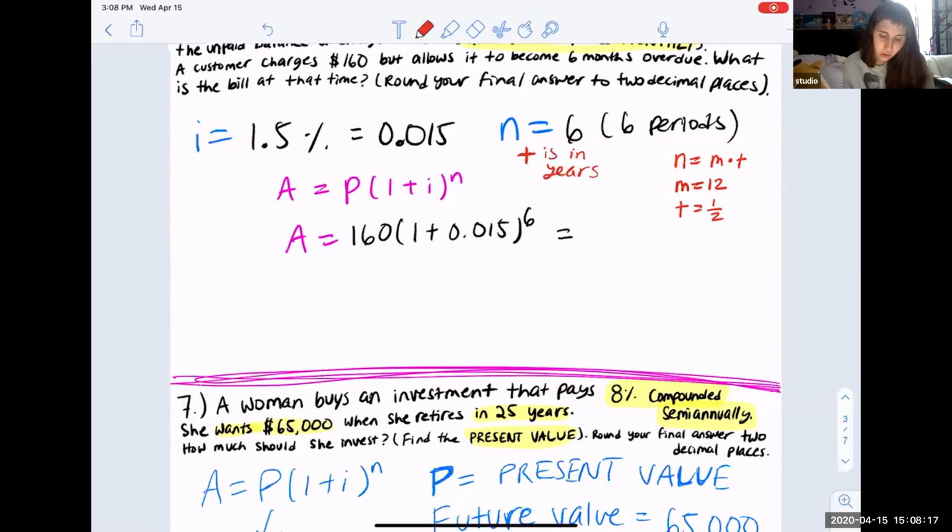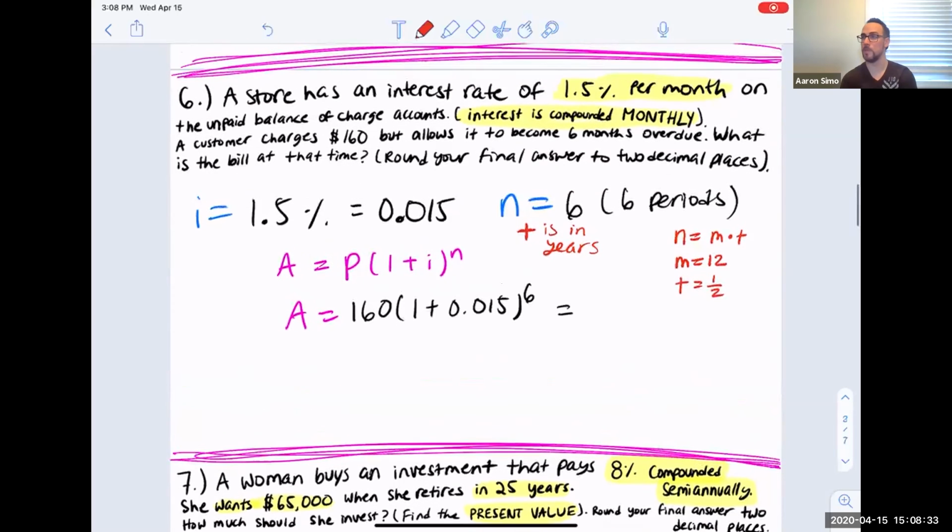Because 12 months. No, T. No, not 12 months. M, because the compounding period is monthly. If you scroll up a little bit, it says that it's 1.5% per month, right? You highlighted it? Yeah. M is 12 because it's monthly, right? Right. Why is T a half? T is a half because it's half of 12 months. Yeah, because 6 months is half a year. And T is always in years, right? Right. Okay, I see. T is always in years.